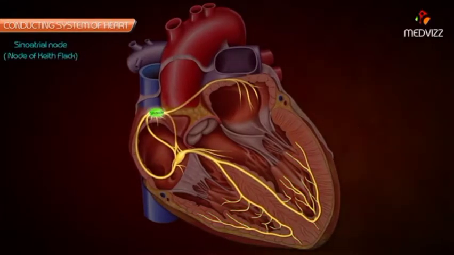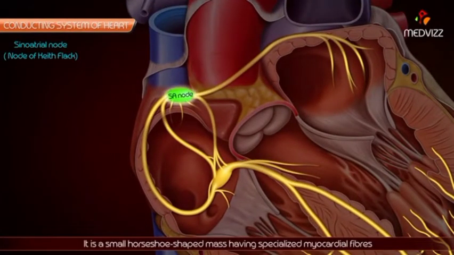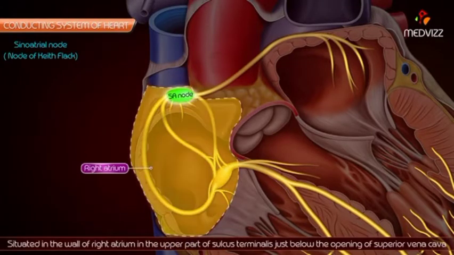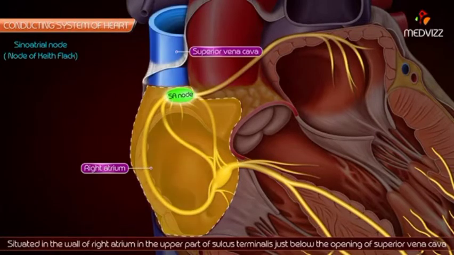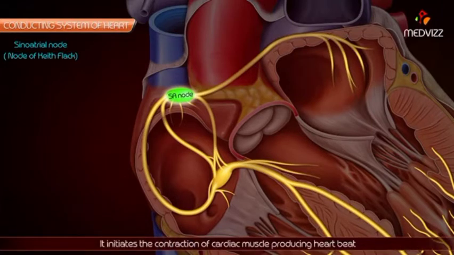Sinoatrial node. Sinoatrial node is also known as node of Keith-Flack. It is a small horseshoe-shaped mass having specialized myocardial fibers situated in the wall of the right atrium in the upper part of sulcus terminalis, just below the opening of the superior vena cava. It is known as pacemaker of the heart because it generates impulses about 70 per minute and initiates the contraction of cardiac muscle producing a heartbeat.